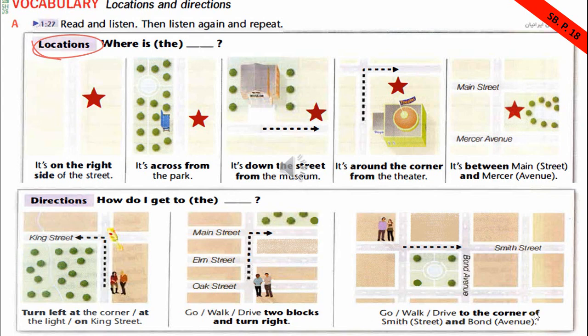And look at the first picture. It's on the right side of the street. The right side. The right side. Of course, the opposite will be the left side of the street. This is the right side of the street.